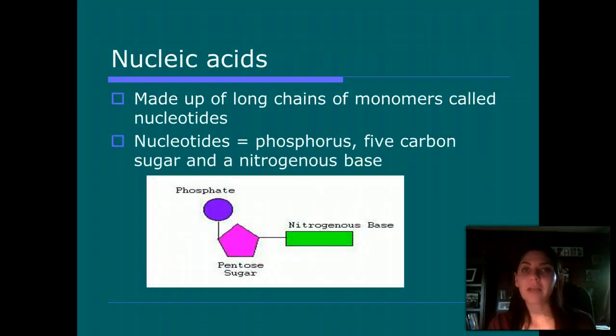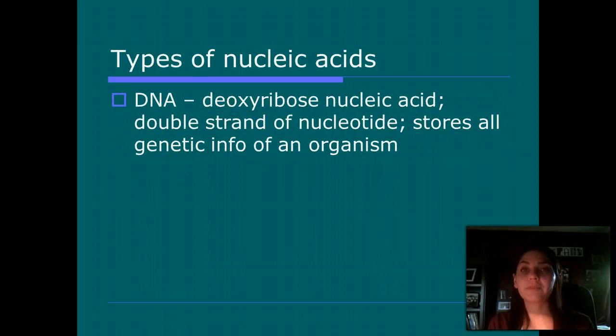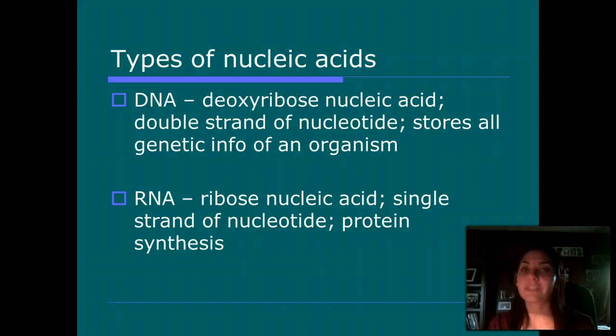The last type of biomolecule we're going to discuss are nucleic acids. These make up long chains of monomers called nucleotides. Nucleotides are composed of a phosphorus or phosphate, a 5-carbon sugar, and a nitrogenous base. There are two types of nucleic acids: DNA and RNA.